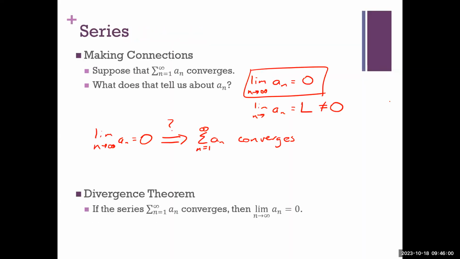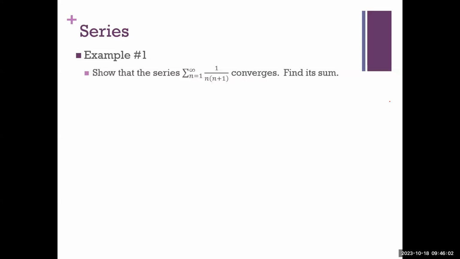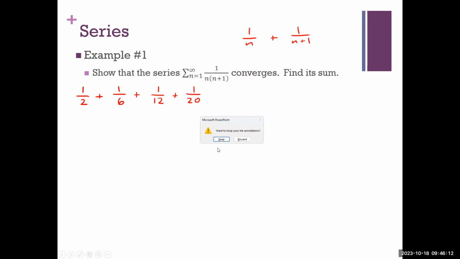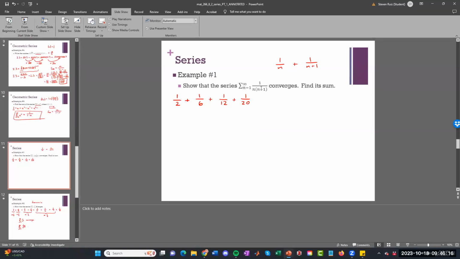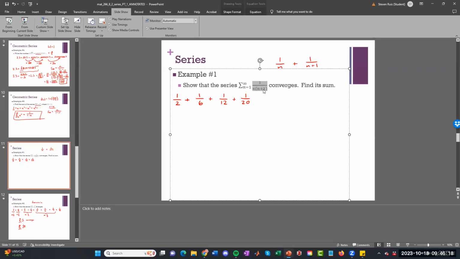Okay, so I want to go back. I found my fix here, or at least I found something that'll work. So 1 over n minus 1 over n plus 1 is what I want. So let's make the fix. All right, so let's try this again.